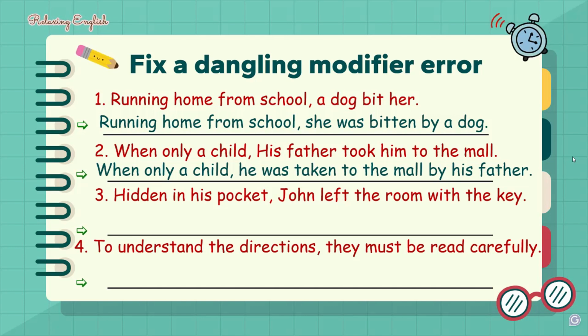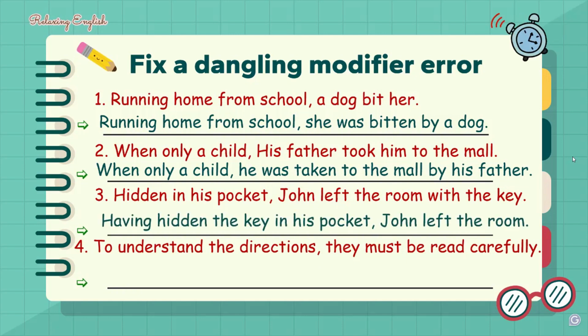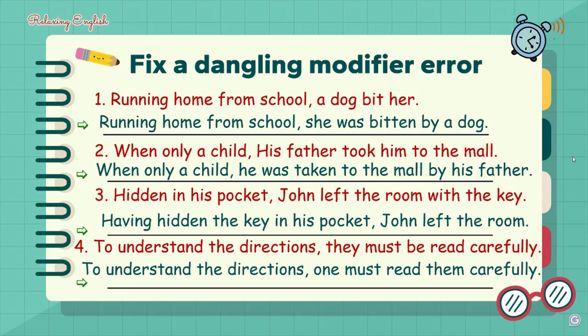Number 3, hidden in his pocket, John left the room with the key. Having hidden the key in his pocket, John left the room. Number 4, to understand the directions, they must be read carefully. We change to, to understand the directions, one must read them carefully.